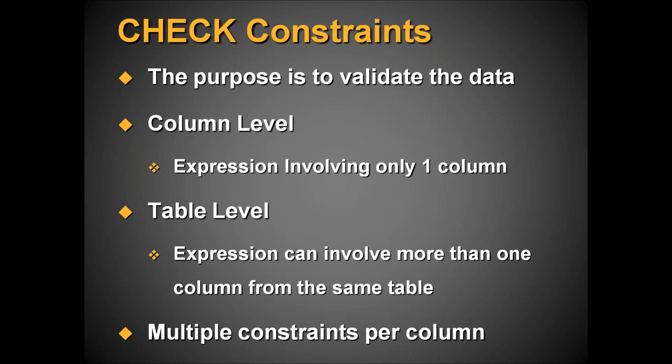And table level also we have seen. For example, grade A: if you get some marks, then you get grade A; if you get other marks, then you get grade B. Like that we have written, right? So this is the table level, where the expression can involve more than one column from the same table. In the same table, based on the marks, we have given the grades, right? These are nothing but the check constraints we have seen clearly.